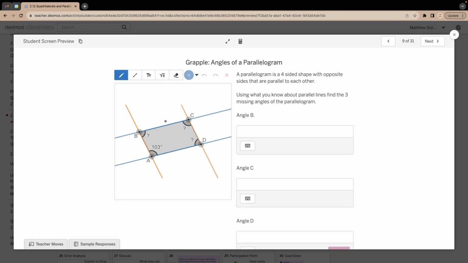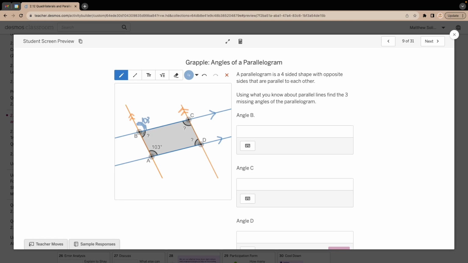So the blue lines are parallel, right? And the orange lines are parallel. I'm going to put two arrows on those to show, okay, the orange are parallel and the blue are parallel. And when we have parallel lines, we know stuff about angles. So let's say angle A is 103. Well, if I just translate that angle up here, this angle right here is 103 because they're corresponding.